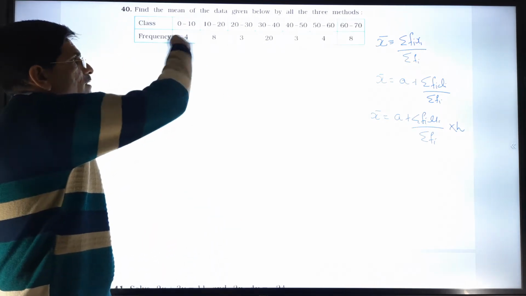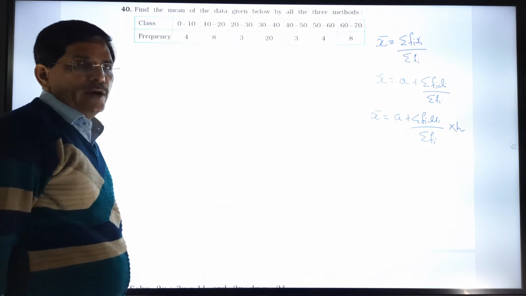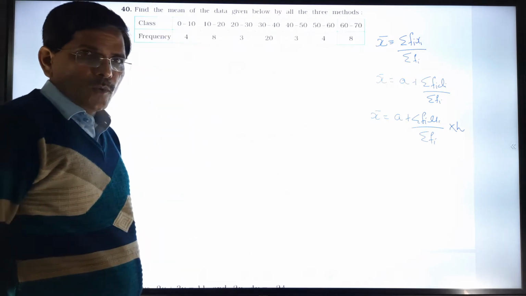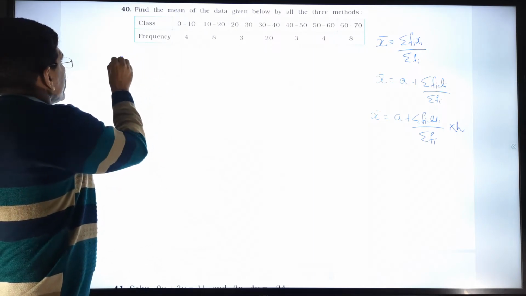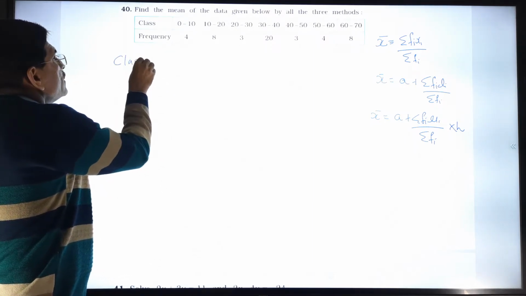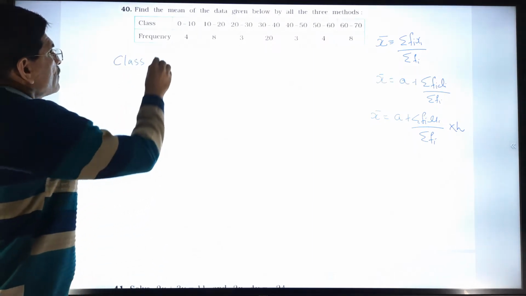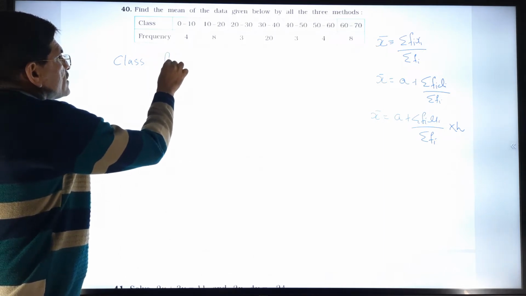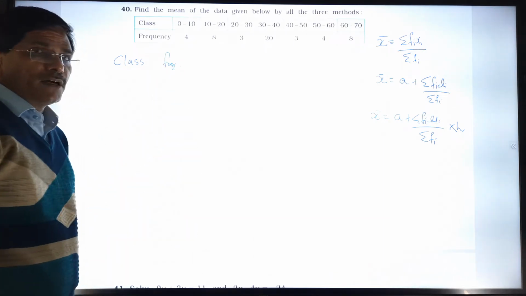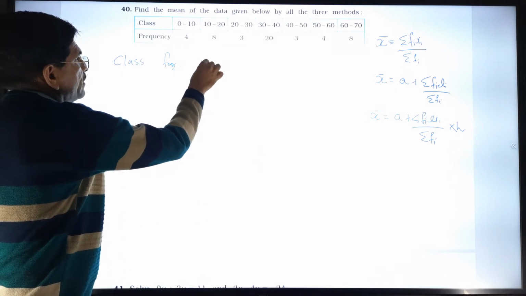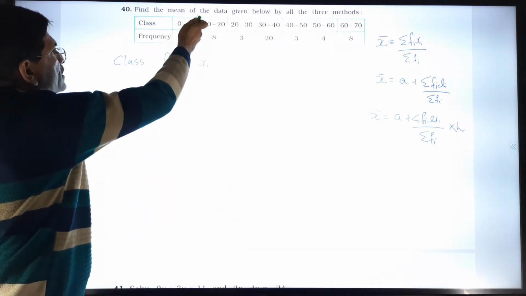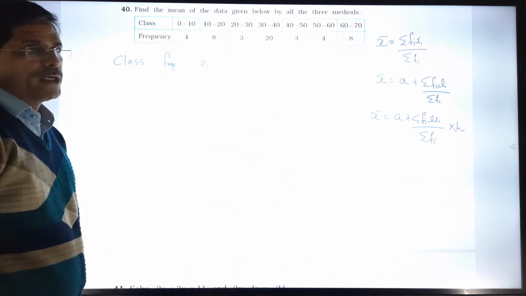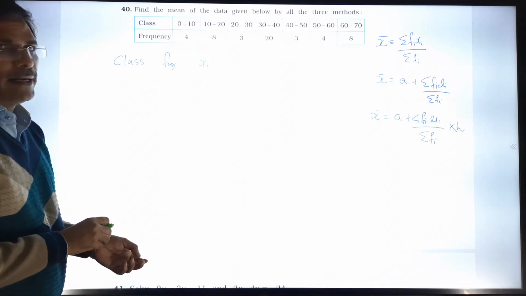Now the question is in horizontal form. We have to write everything in vertical. So if you go for vertical, first of all we have to write the class here. Afterward I have to write the frequency here. Afterward I have to write xi. You all know the meaning of xi? Sum of class divided by 2: lower limit plus upper limit divided by 2.